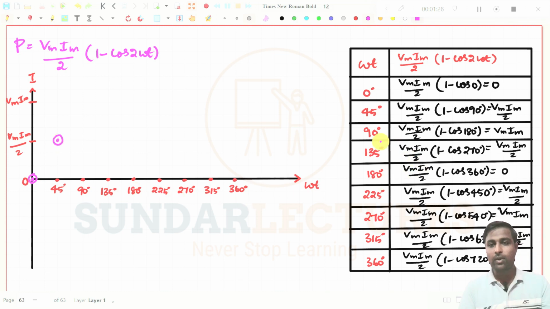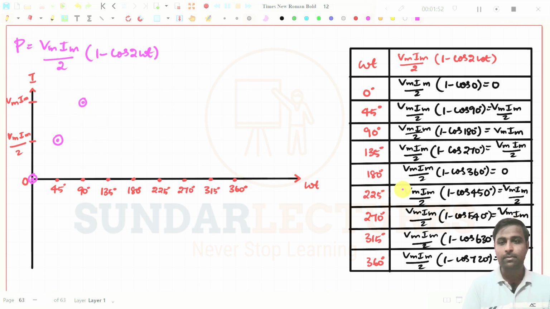Next, if I go for 90 degree, 2 into 90 becomes 180 degree. Cos 180 degree will be minus 1, and 1 minus of minus 1 will give you 2. So this 2 and this 2 will be cancelled out. The final value will be Vm Im, right? So at 90 degree, I will get Vm Im.